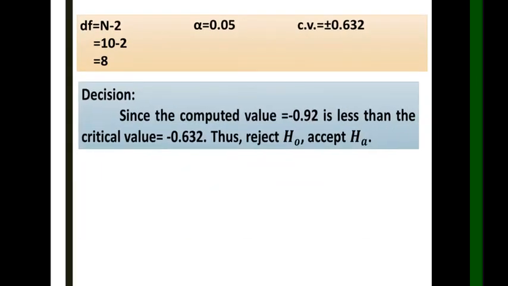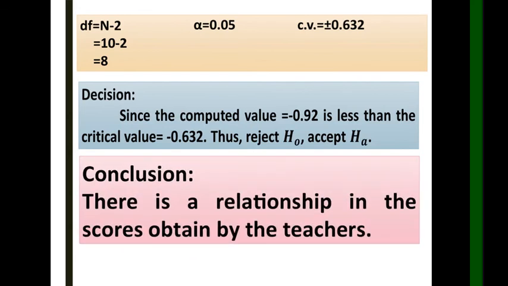Therefore, the decision for this one is, since the computed value, which is 0.92, is greater than the critical value which is 0.632, thus, we will reject the null hypothesis and accept the alternative hypothesis. If it is within negative 0.632, then we will accept H0 and reject HA. But unfortunately, our computed value is beyond 0.632. Thus, the conclusion is there is a relationship in the scores obtained by the teachers.